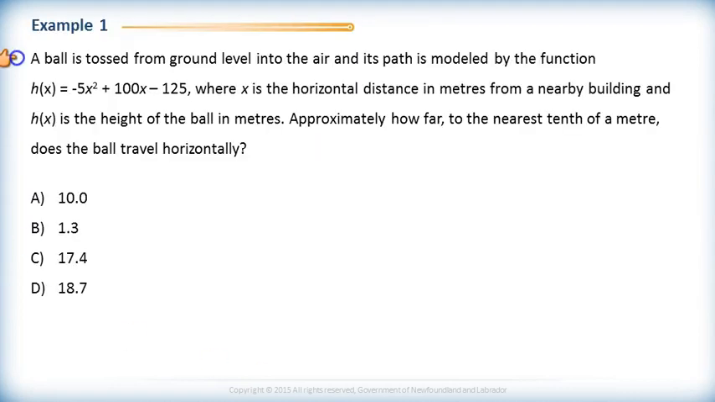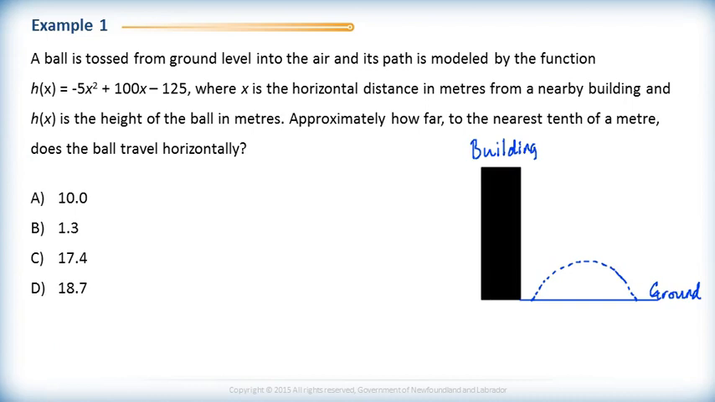Example 1. A ball is tossed from ground level into the air and its path is modeled by the function h(x) = -5x² + 100x - 125, where x is the horizontal distance in meters from a nearby building, and h(x) is the height of the ball, above the ground we'll assume, in meters. Approximately how far, to the nearest tenth of a meter, does the ball travel horizontally?